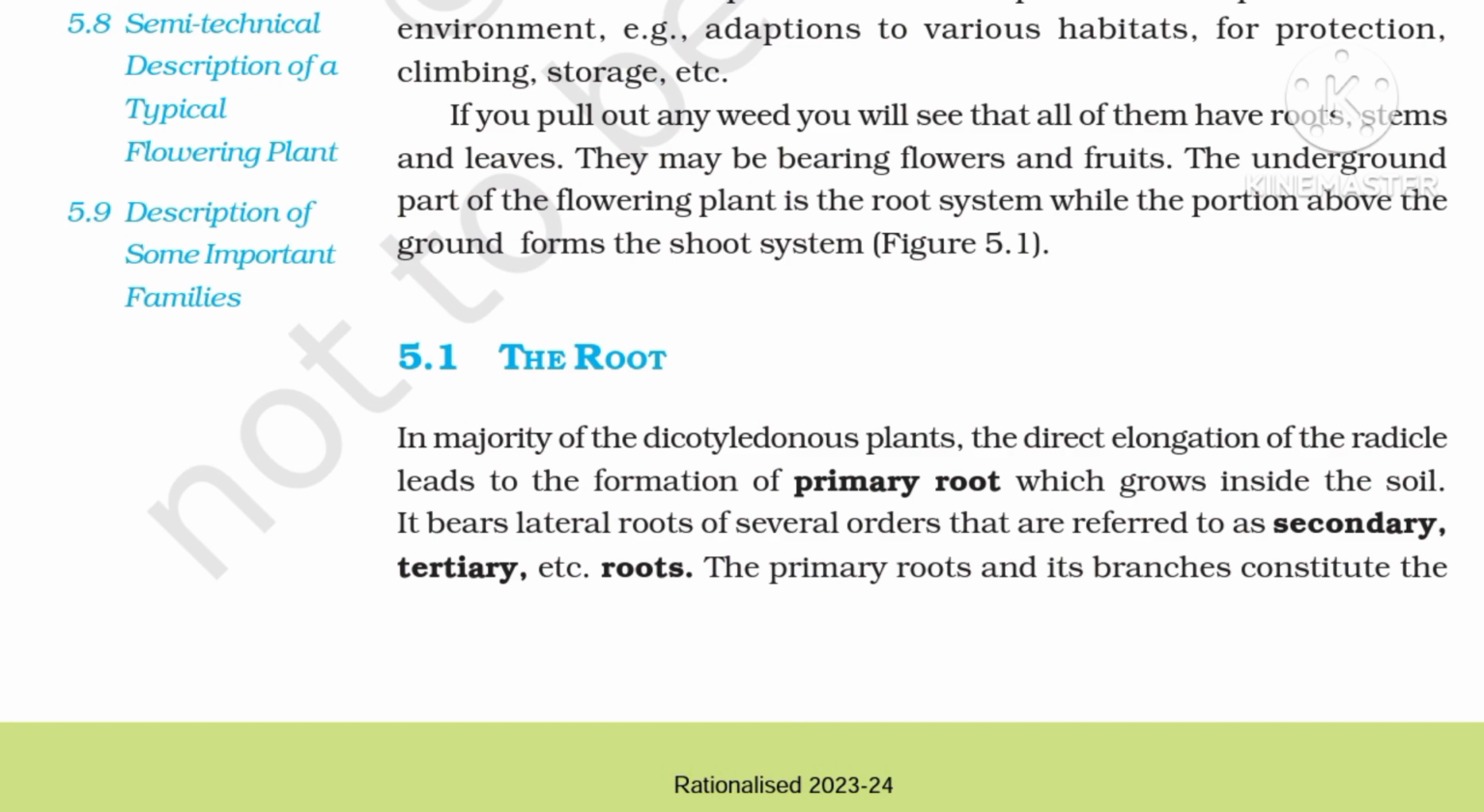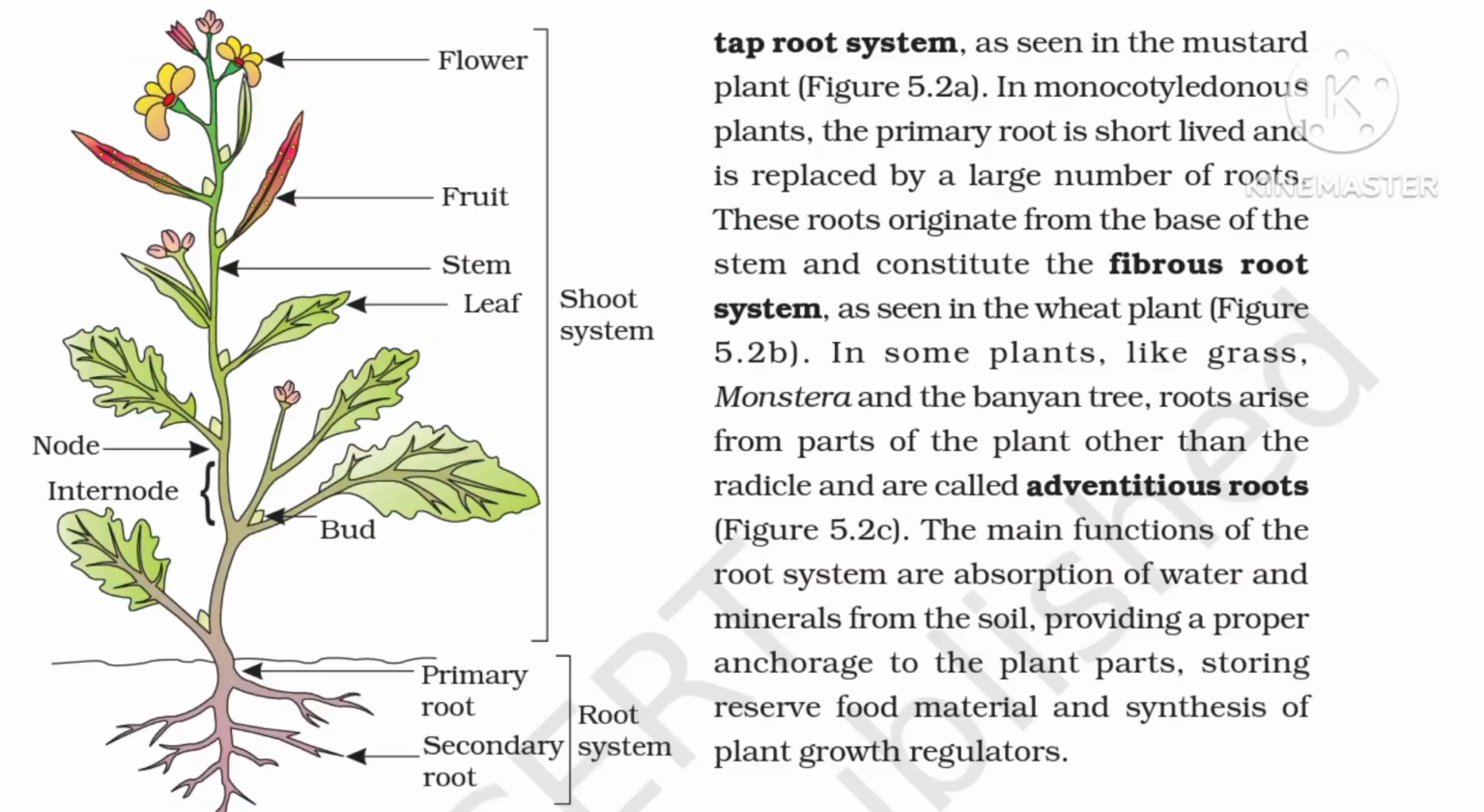The root. In the majority of dicotyledonous plants, the direct elongation of the radicle leads to formation of the primary root, which grows inside the soil. It bears lateral roots of several orders that are referred to as secondary, tertiary, etc. roots. The primary root and its branches constitute the taproot system, as seen in the mustard plant, Figure 5.2a.